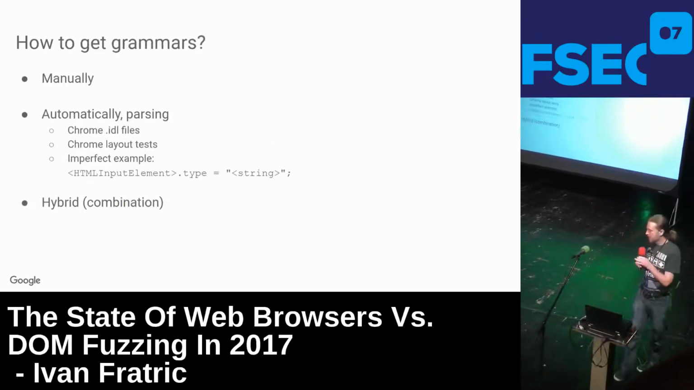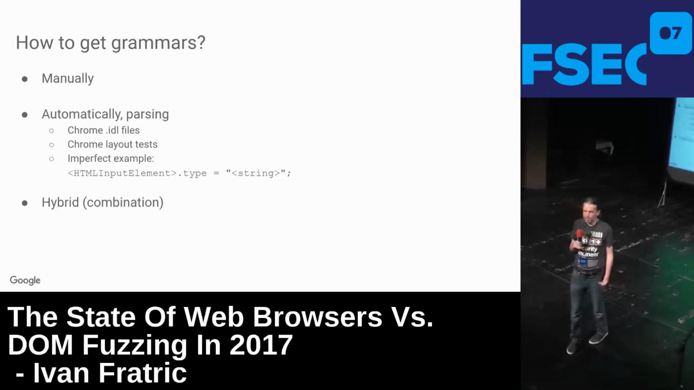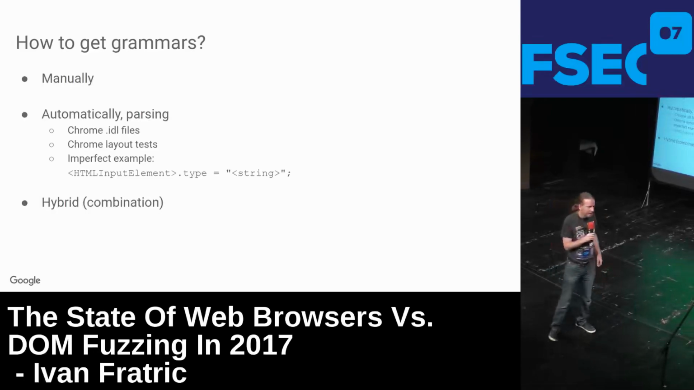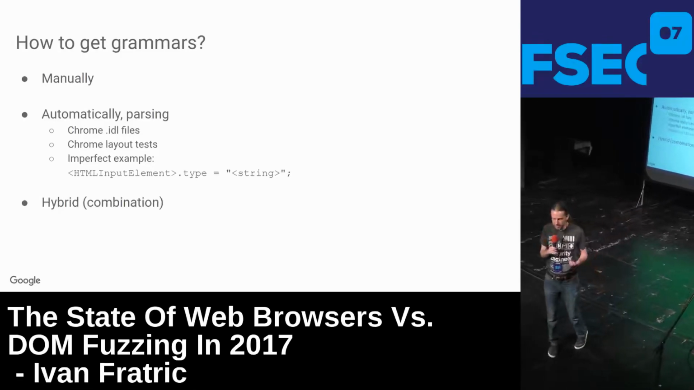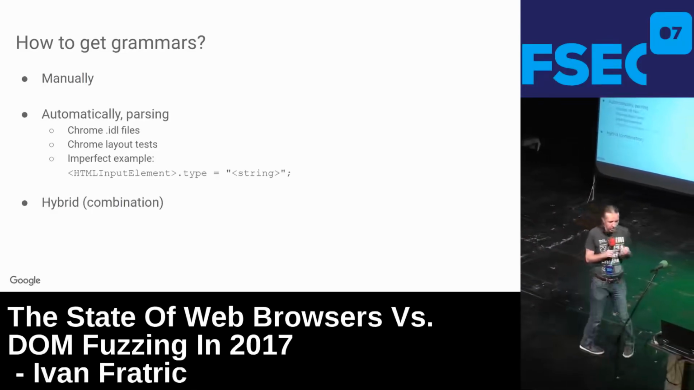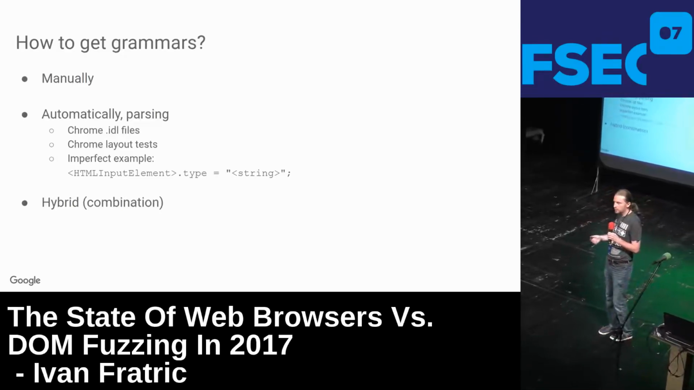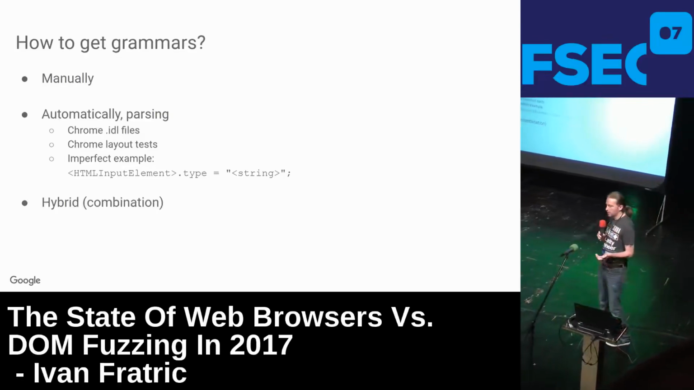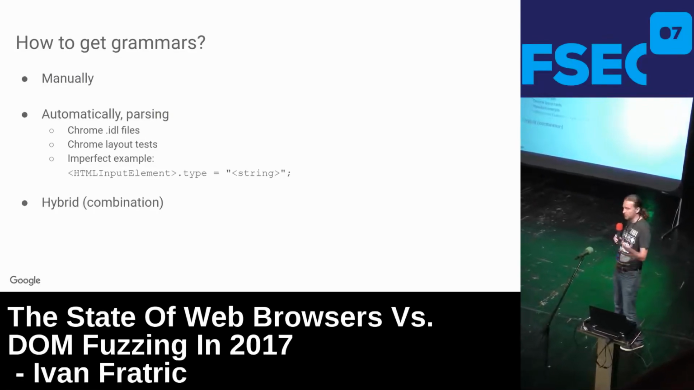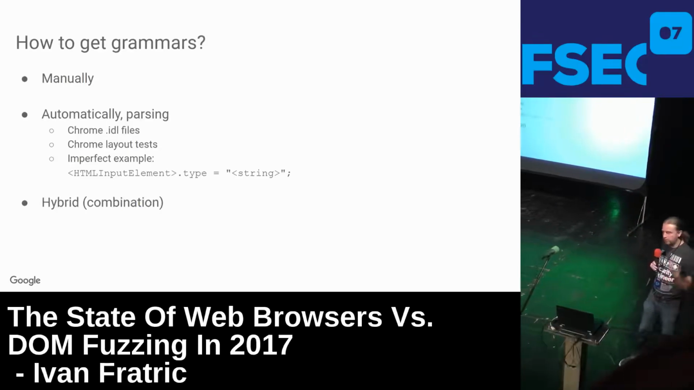So as you've seen, grammars are a big part of my fuzzer. So how do we actually create those grammars? Well, in the past, I've experimented with various approaches, such as manually just writing them or automatically extracting them. But for this particular project, I used a hybrid approach, where I started with a set of grammars that were automatically extracted. So for example, from Chrome IDL files, which contain information about JavaScript interfaces, and from Chrome layout tests, from which I extracted HTML properties, CSS properties, and SVG properties as well. So I started with this automatically extracted set of grammars, but then I did a manual pass over them to try to improve them as much as I can.